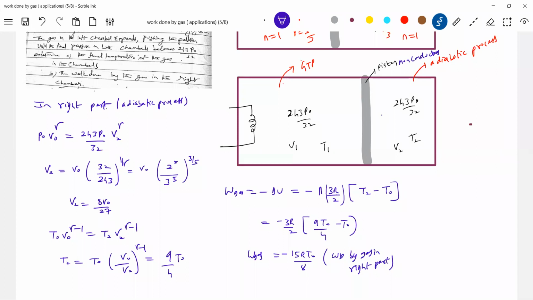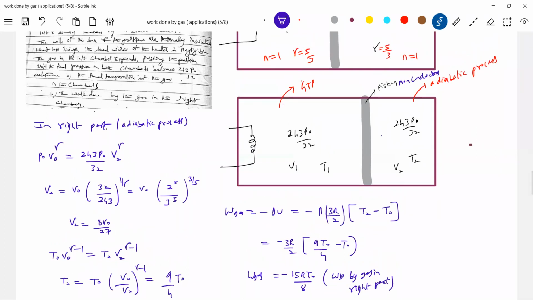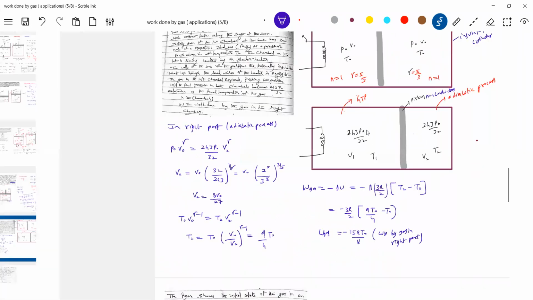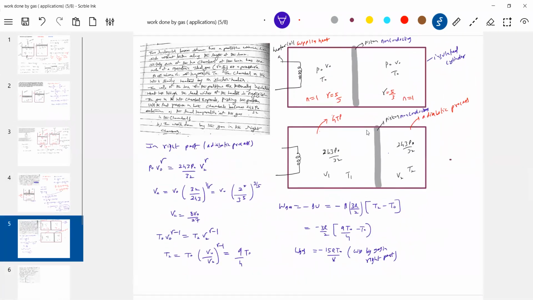He's asking the final temperature of gas in the chambers. In the left chamber, how to calculate the temperature T1? Whose help are you going to take? I think really it's a very good way of testing students. He's asking now to get the temperature of gas in the left chamber. Whose help do we have to take?